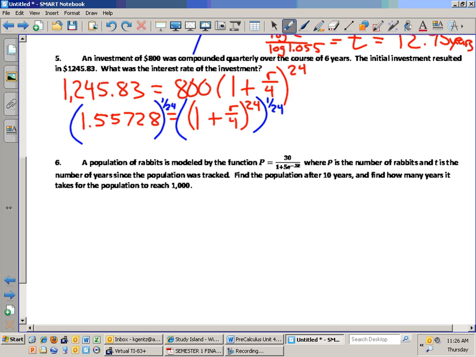If I do that, I get 1.018627 equals 1 plus r over 4. Now how do you solve that? Subtract the 1, multiply by the 4, right? And you get 0.0745, or 7.45%.